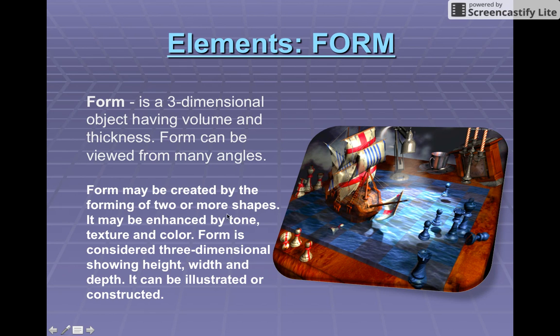And they're enhanced by tone. So by the shading of something. And they're considered three-dimensional because they have, again, that height, width, and depth. So this picture on the right, we know it's drawn on a flat surface, two-dimensional, but it looks three-dimensional because they have the depth. You can see the chess pieces, the boat, and everything else.